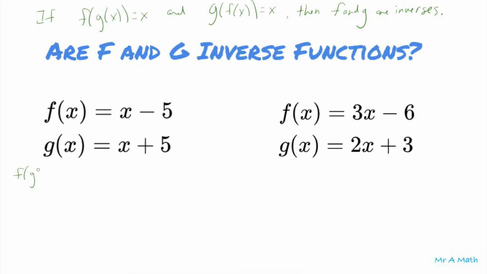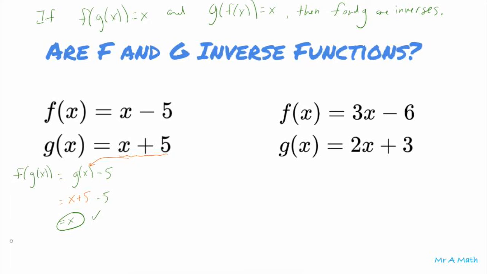So if I say f of g of x here, what does that mean? Well, instead of plugging in x into f of x, I am actually just plugging in g of x. I know what g of x is, but at first I'm just going to write it as g of x. And so f is x minus 5, so it's g of x minus 5. Well, instead of thinking of it as just g of x, I'm going to write in what g of x actually is. And so it's going to be equal to x plus 5 minus 5. What does x plus 5 minus 5 equal? It just equals x. So that's good.